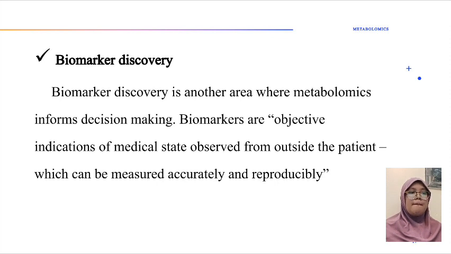Biomarker discovery. Biomarker discovery is another area where metabolomics informs decision making. Biomarkers are objective indications of medical state observed from outside the patient, which can be measured accurately and reproducibly.